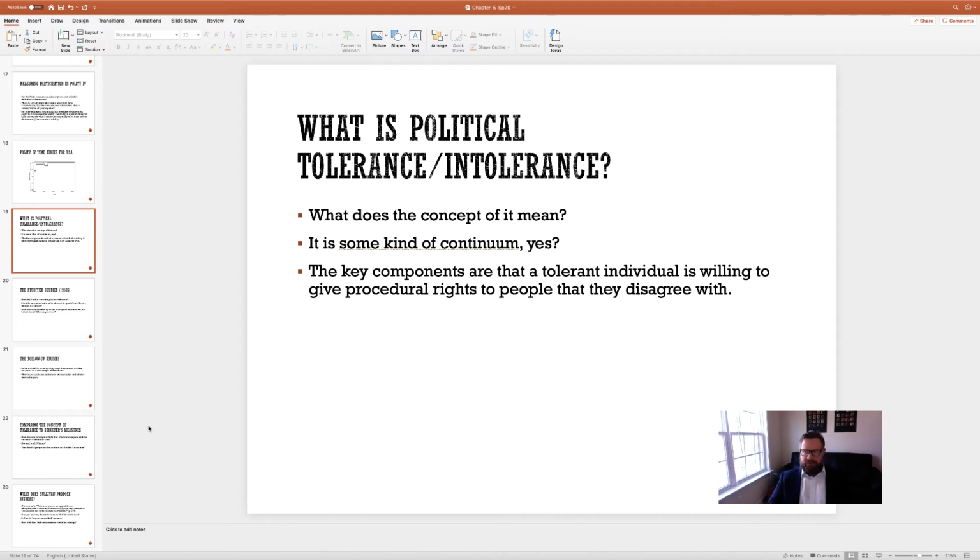Similarly, if I was a left wing leader and you were a right wing individual, and I wasn't suppressing, and I allowed you to speak freely, to openly speak, to not censor you in any way, that would also make me tolerant, right? So tolerance really is giving rights to people that you disagree with at a very basic level.